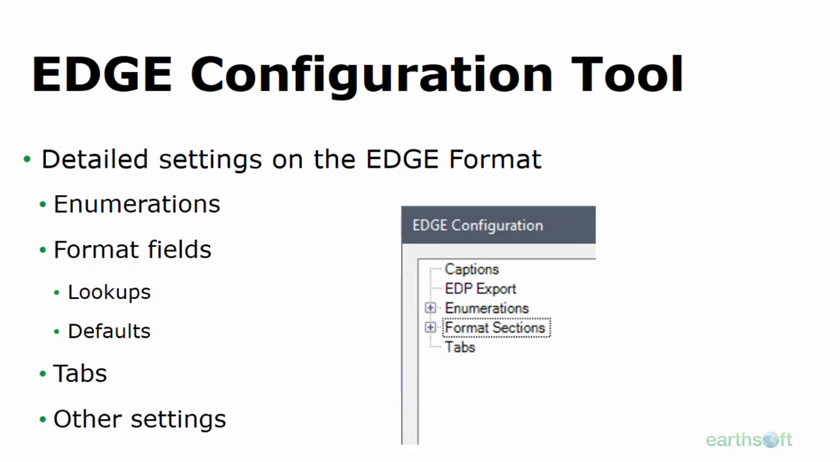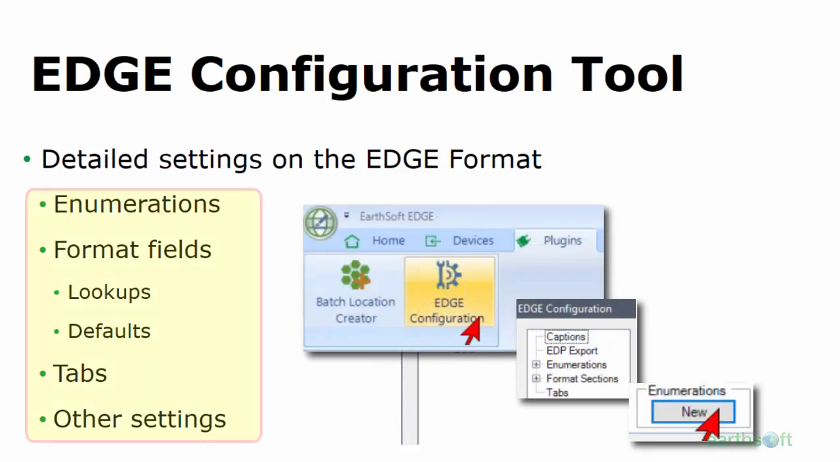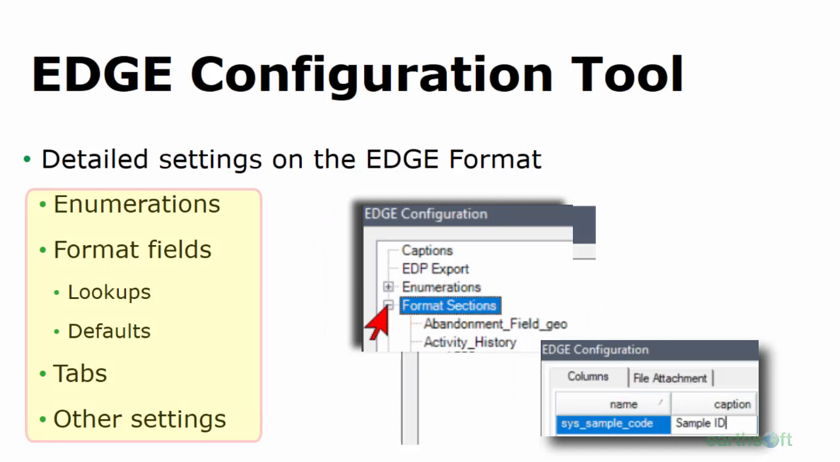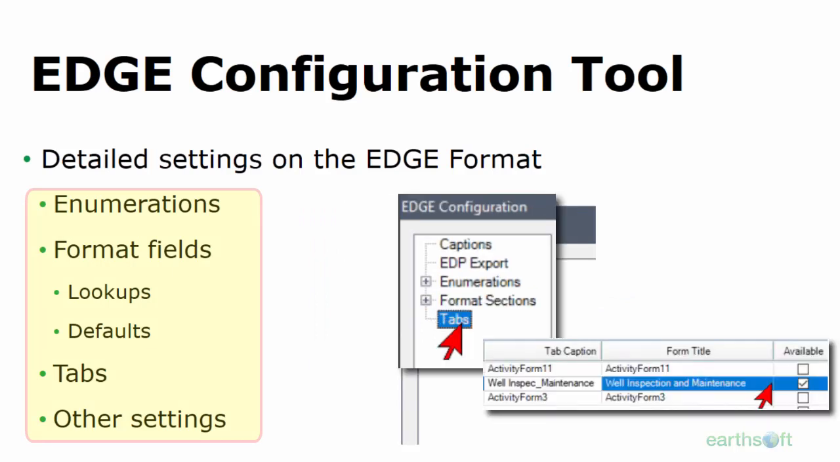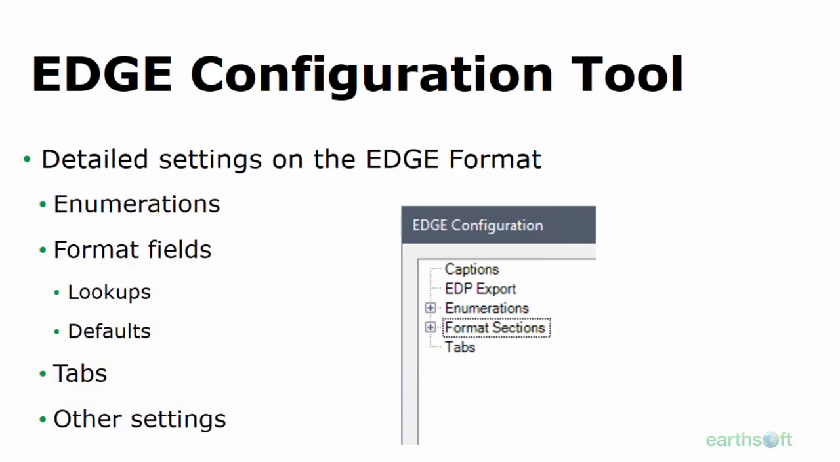Now, among the different things we can set or configure with this configuration tool are enumerations, format fields, tabs, and some other settings as well. I'll talk about each of these a little more in depth before we go right into Edge and show a demonstration about how to use the tool.